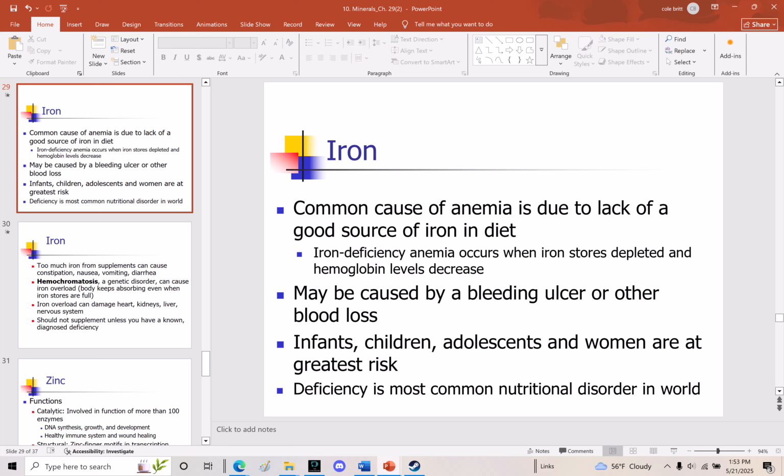You can also lose iron due to an ulcer, like a bleeding ulcer, other blood loss. Infants, children, and adolescents, because these are growing. So anybody that's growing will have a tendency at greater risk of deficiency, but especially women. So these guys are at the greatest risk. And it is the most common nutritional deficiency in the world, iron deficiency.